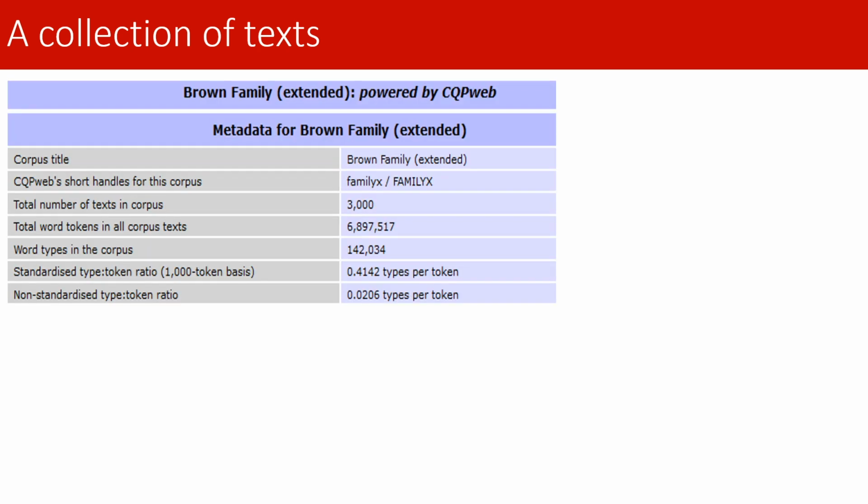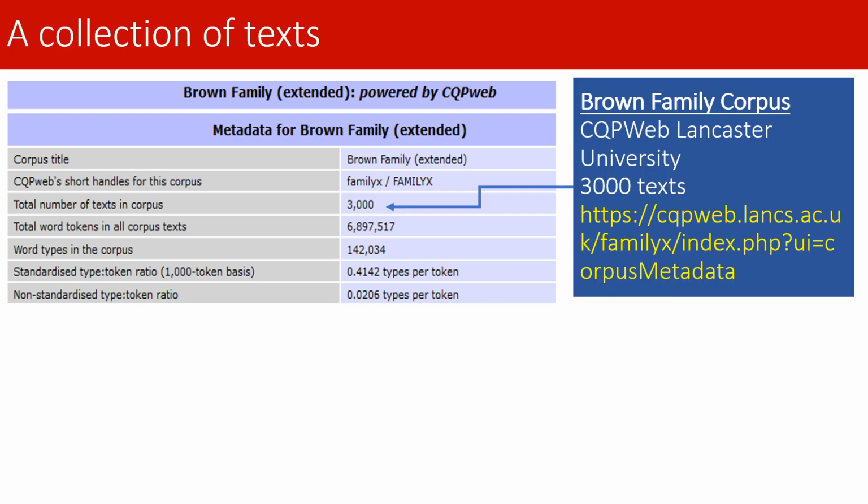Let's get back to our very short definition of a corpus, that it is a collection of text. This is the metadata of the Brown family corpus. What is metadata? We're going to discuss this a little bit later, but basically it tells you the information about the corpus. In this case, the Brown family extended corpus is composed of 3,000 texts. You can watch the following demo to see how to obtain this information, but you can also just copy-paste the link to your browser. It's your choice.